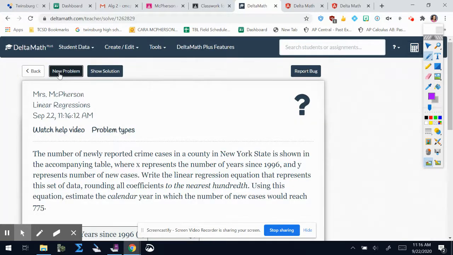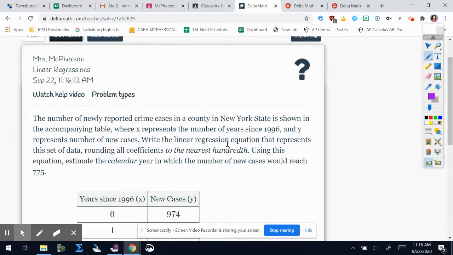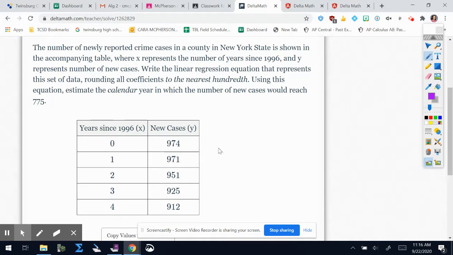I'm going to show one more that is a little different at the end. Let me see if I can find one. Okay, I'm going to do this one to finish. So this is more crime cases. I don't know why we have so much crime going on in New York here. So this is from 1996 in the crime cases. It's going to start the same way. We're going to put all this data into our calculator. We do want everything rounded to the nearest hundredth.